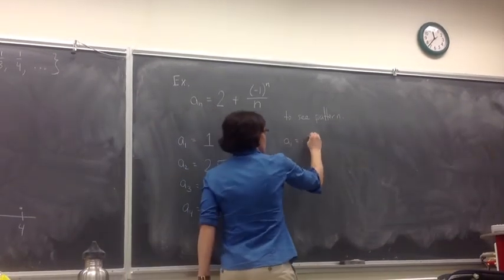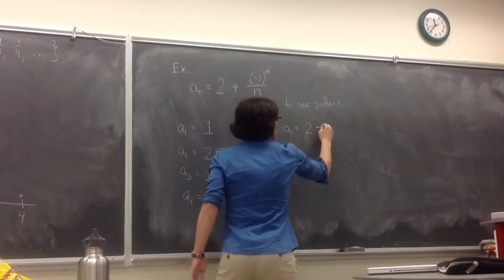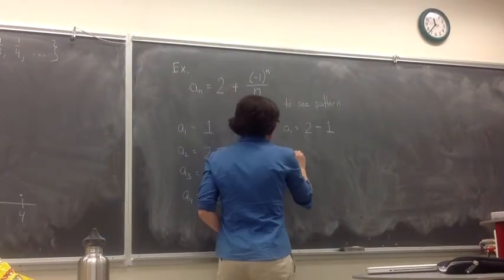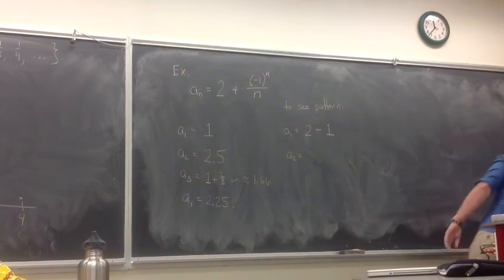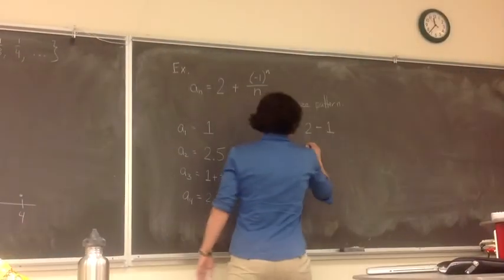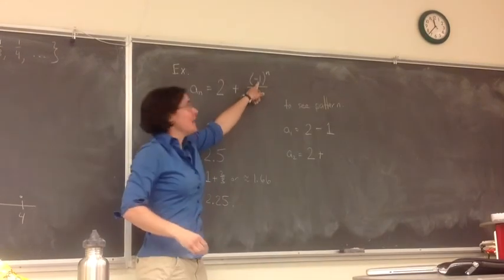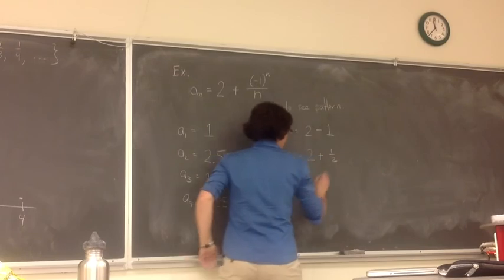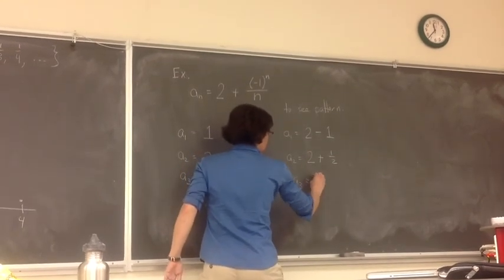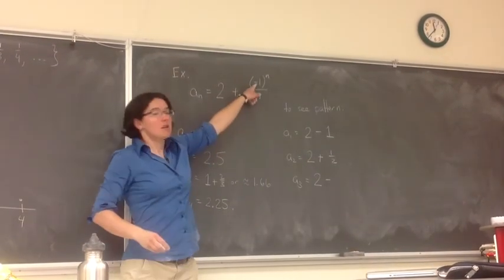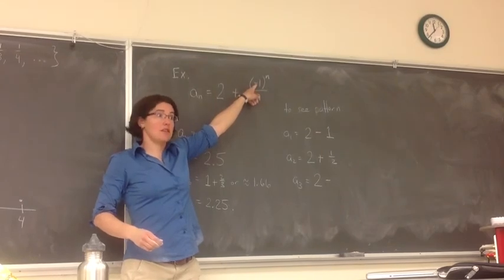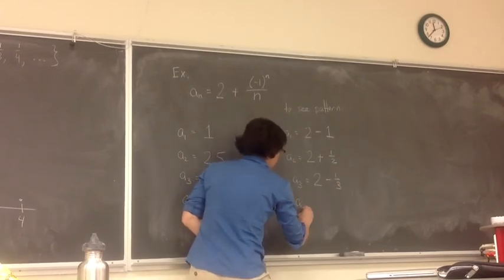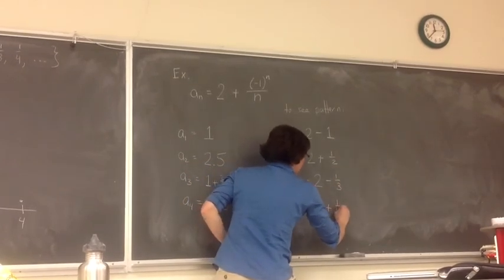So I might write A1 as 2 minus 1. And I might write A2 as 2 plus, so I know the plus because I've got -1 squared over 2, so 2 plus 1/2. And A3 as 2, and now I've got negative 1 to the third, so that's a minus over 3, so 2 minus a third. And then A4 is 2 plus 1/4.